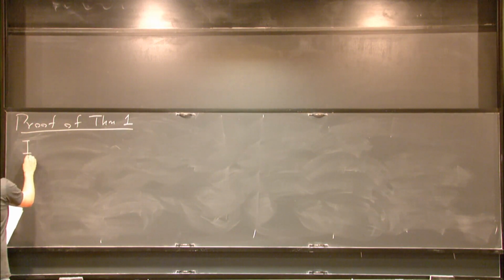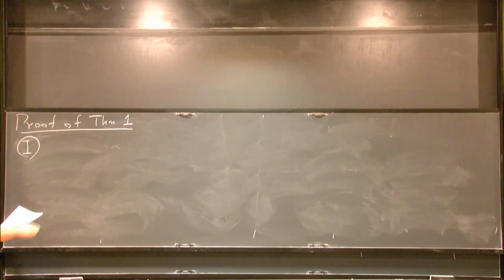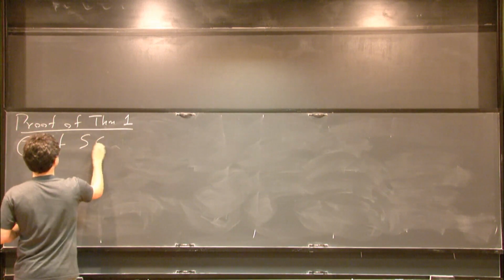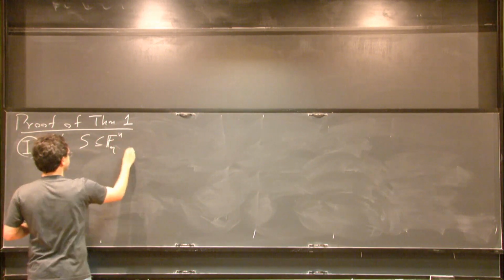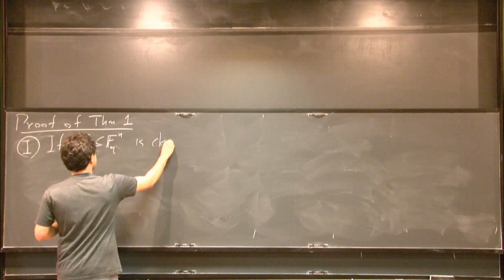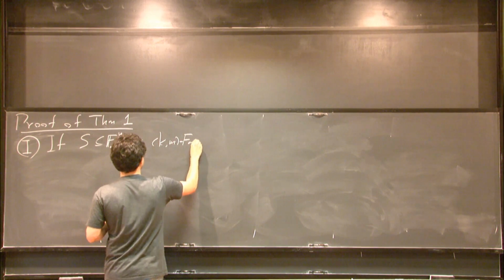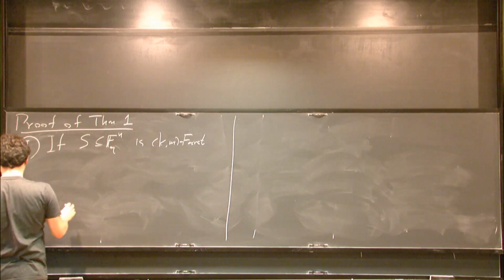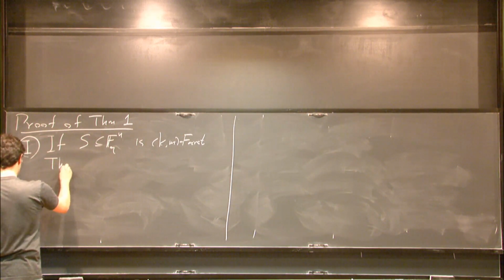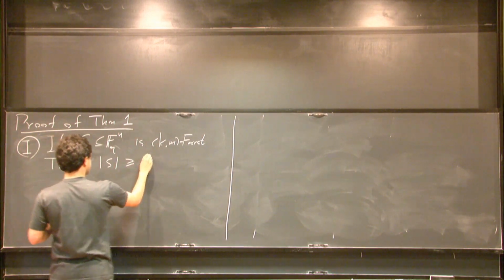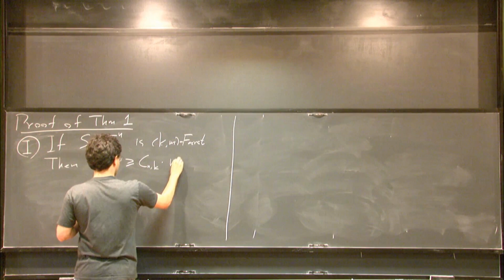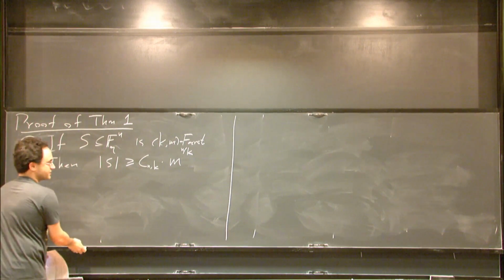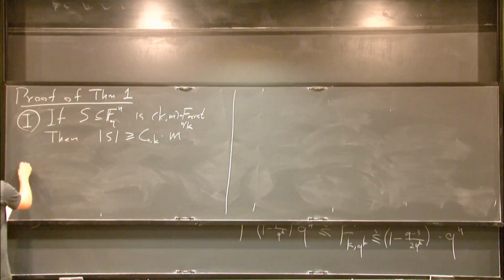So let me write two statements. Statement 1 is what we want to prove, that if S is (k,m)-Furstenberg, then S is at least C_{n,k} q^{m/k}. So C_{n,k} will be a parameter, so it will have some relationship to some other parameters.